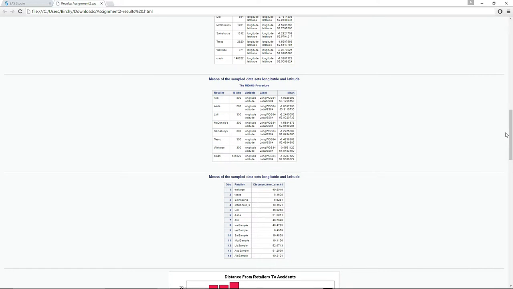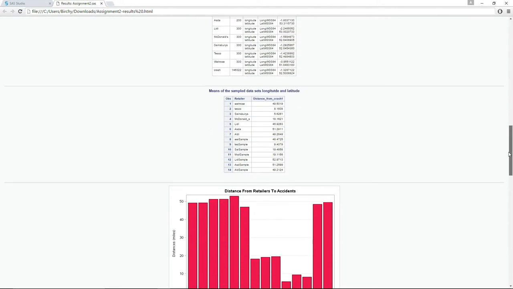Using the longitude and latitude of both the retailers and the accident locations, it's possible to use the geodis function to give a distance between the two in miles. This shows that Sainsbury's, Tesco and McDonald's in both the sample set and the full set are on average significantly closer than the other retailers, which is also represented in this bar chart.